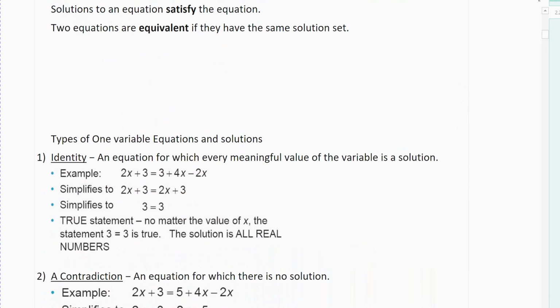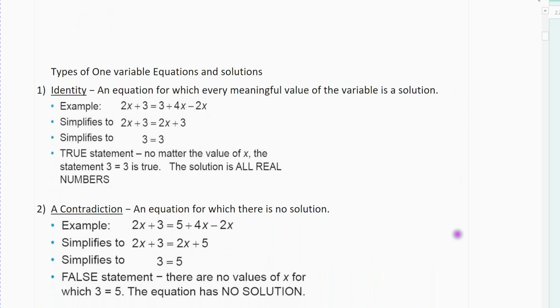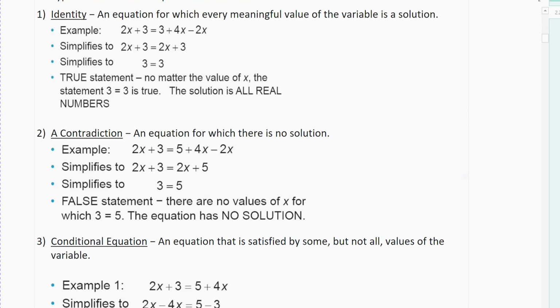Right, there are 3 types of solutions that you can get when you're solving equations. All right, so 3 types of solutions. The first solution is the identity solution, and this basically happens when you've got 2 expressions that are equivalent set equal to each other. It actually gives us an example of when we get that special case. So a simple example is when I have 2x plus 3 equals 3 plus 4x minus 2. So 2x plus 3 is a different expression than 3 plus 4x minus 2. It's an equation because I've set them equal to each other.